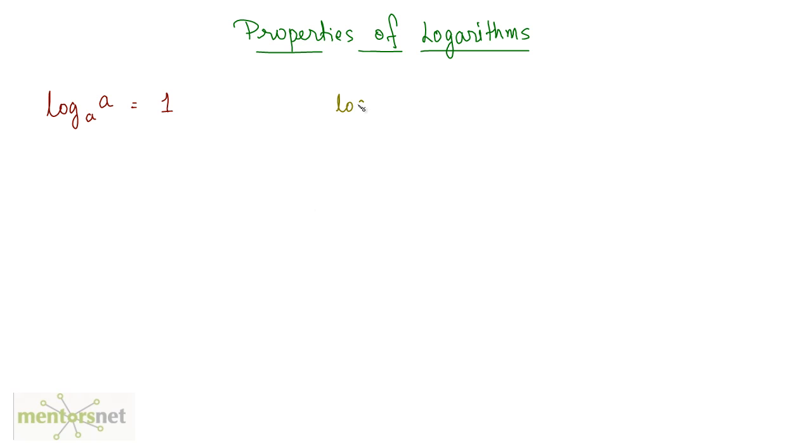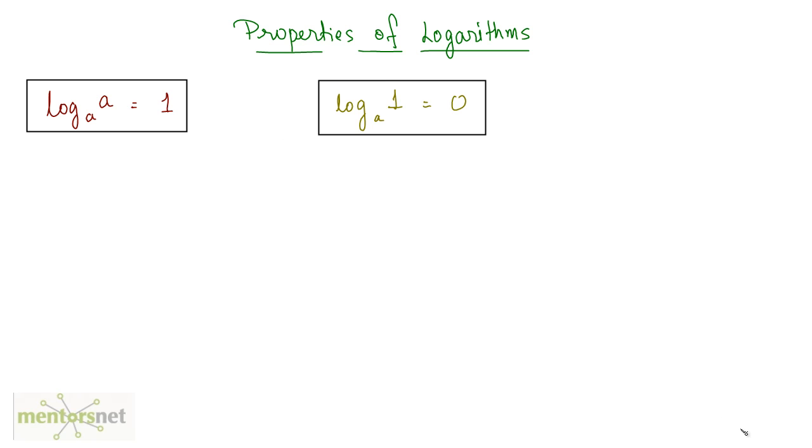Because a raised to power 1 is a, right? In the same way, if you have log of 1 to the base something like a, it is going to give you 0. Why 0? Because a raised to 0 is going to give you 1. That's why log of 1 to any base is equal to 0. Right? These are two very important properties of logarithms.